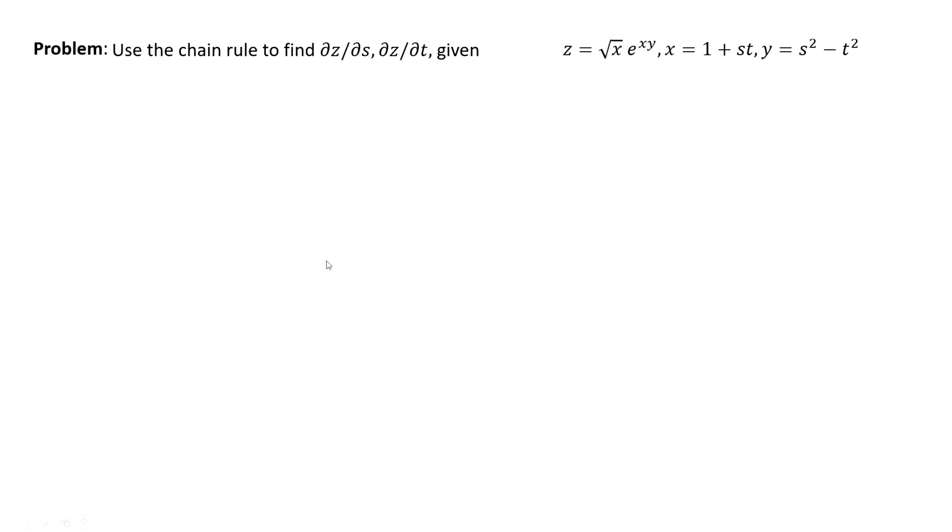Alrighty. What's this now? Ooh. The case 2 situation. Use the chain rule to find partial z with respect to s and partial z with respect to t, given z is a function of x and y, but x is a function of s and t, and y is also a function of s and t. So, let me see if I can recall. Partial z with respect to s is partial z with respect to x times partial x with respect to s, plus partial z with respect to y times partial y with respect to s. Yeah.